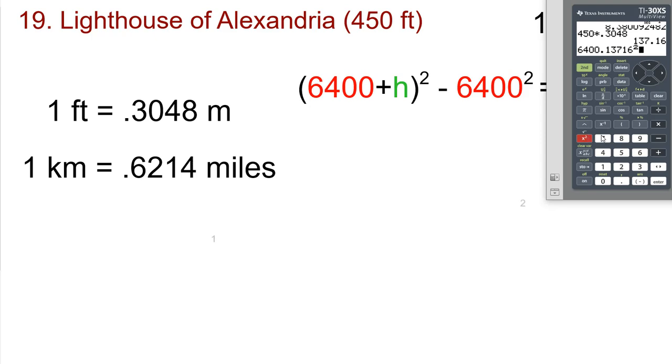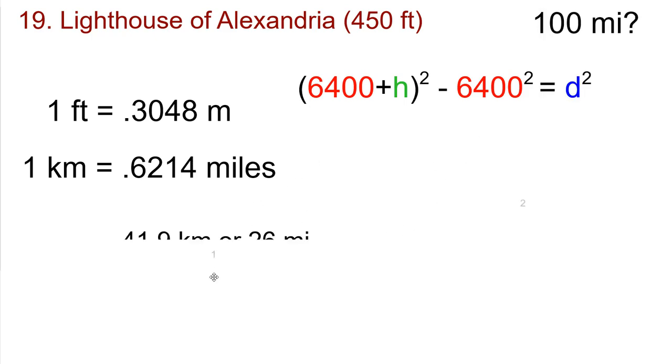We're going to take that, then we're going to subtract it by the radius of the Earth squared, which was our other leg. So hypotenuse squared minus leg squared. That's going to give us a squared distance. So all I have to do then, just like I did before, take the square root of that value, which will give me 41.9 kilometers. Okay, now if I change that from kilometers to miles, that's only 26 miles.